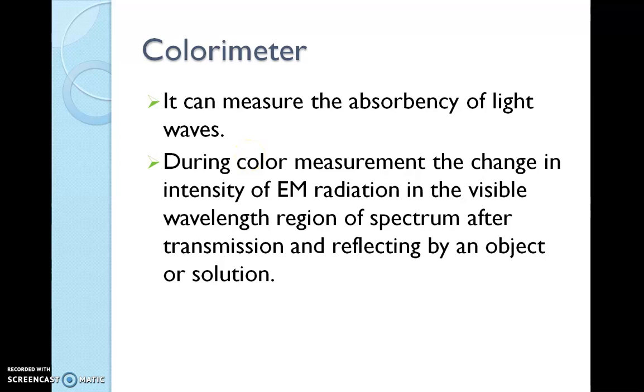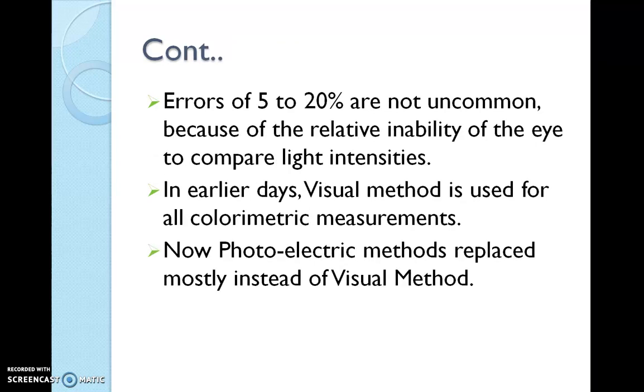So during color measurement, the change in intensity of electromagnetic radiation in the visible wavelength region of spectrum after transmission and reflecting by an object or a solution. So in basic visual method, errors of 5 to 20% are not uncommon because of the relative inability of the eye to compare light intensities. So in earlier days, visual method is used for all calorimetric measurement. So later on, photoelectric methods replaced mostly instead of visual methods.